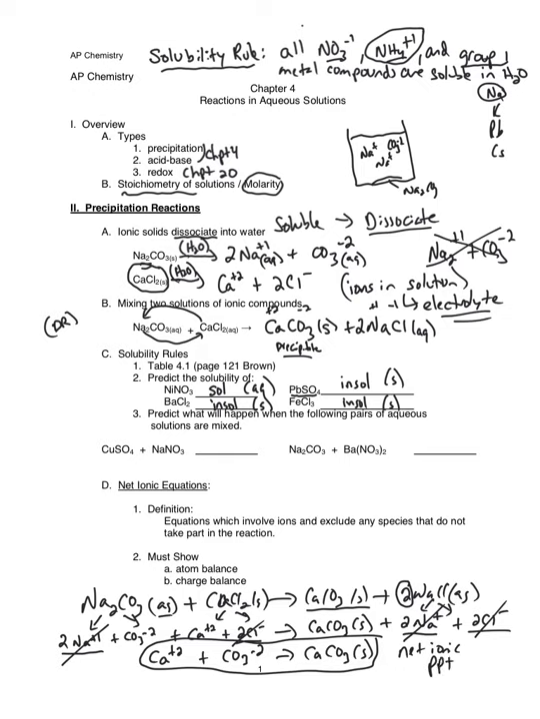I always abbreviate precipitation as PPT. This is an example of a net ionic precipitation reaction. It only shows the ions involved in the chemical change, what causes the chemical reaction. The sodium ions and the chloride ions, these are called spectator ions.